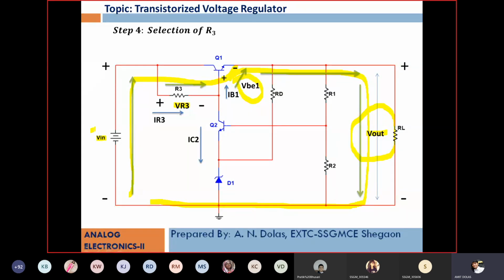V in is also known, and it has to be the maximum, because if we choose the resistance at minimum and there is variation in the input supply and it goes to maximum, then more current will pass through R3 and R3 may get damaged. That's why we will always consider the maximum value. So V in maximum in this problem is how much? 30 volt. Is it correct?